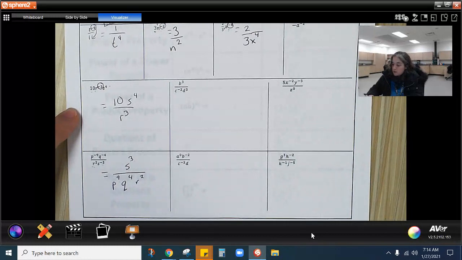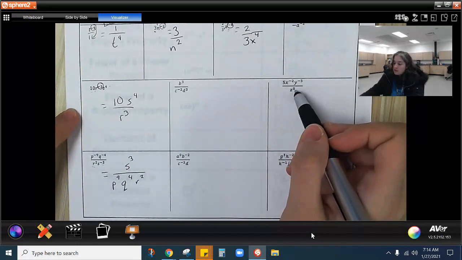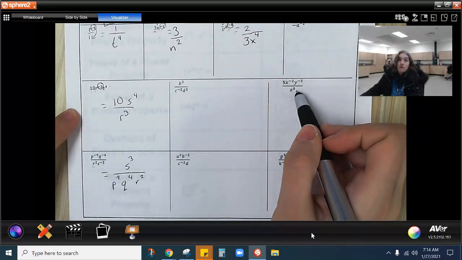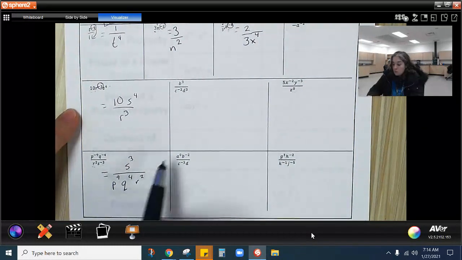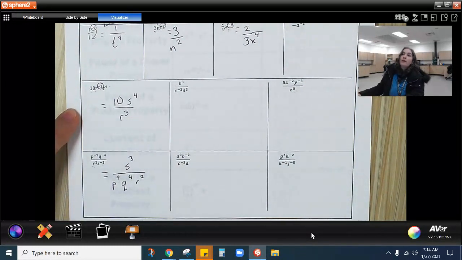All right, so try these out. When you come across things that have a 0, like z to the 0 here, remember that they are 1. Okay, just 1.